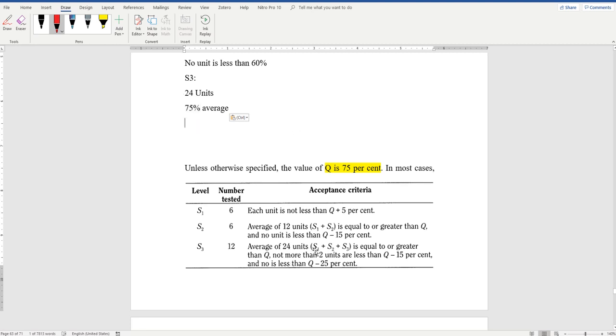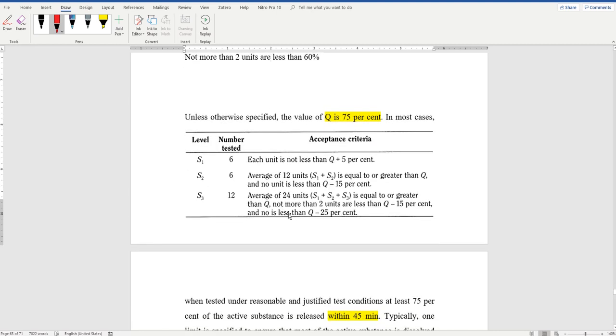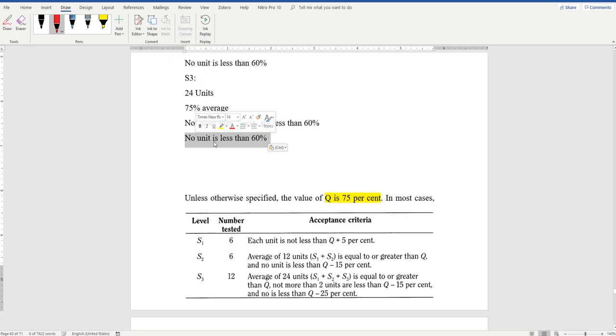طيب بعدين not more than 2 units are less than Q minus 15. يعني ناخذ هاي هون not more than 2 units are less than 60. طيب and no unit is less than Q minus 25. Q minus 25 يعني 50. إذن لازم تحقق كمان no unit is less than 50 now.